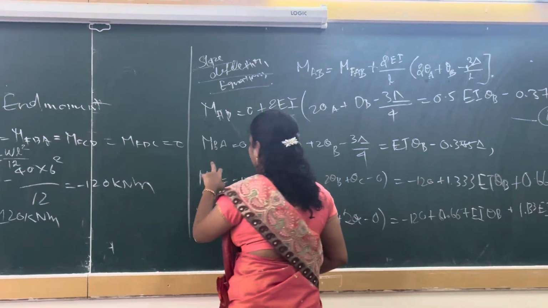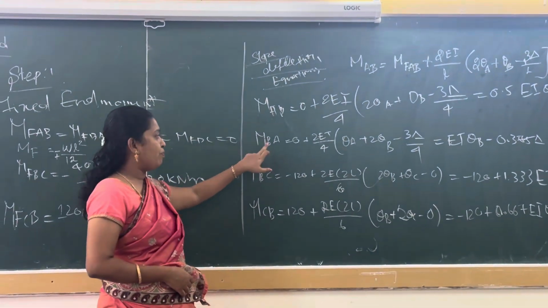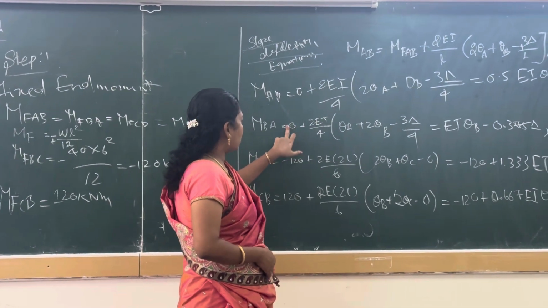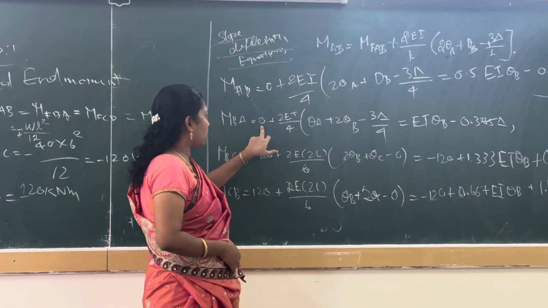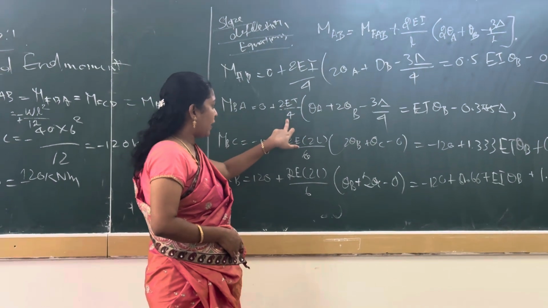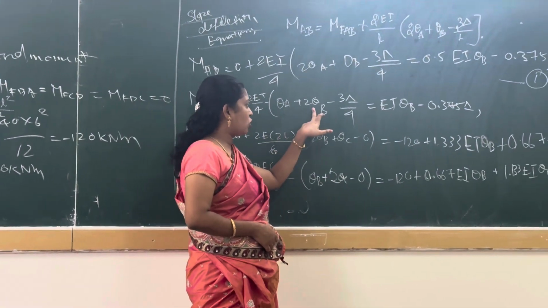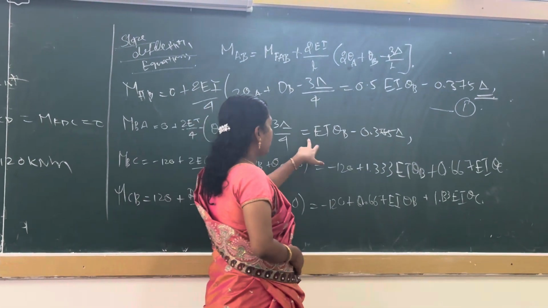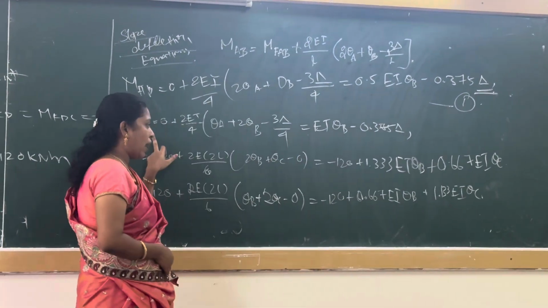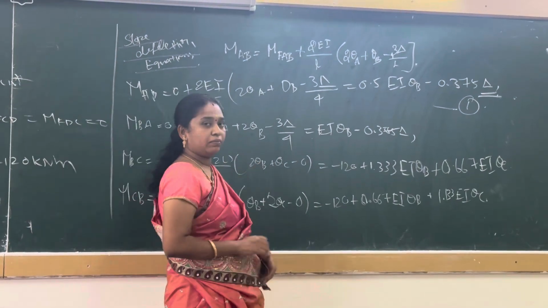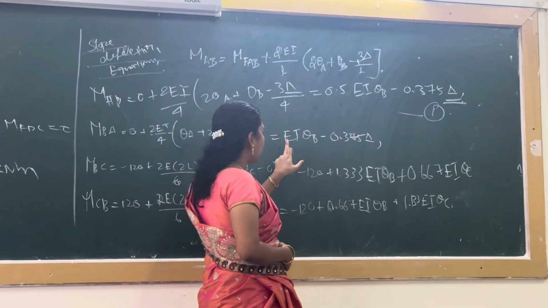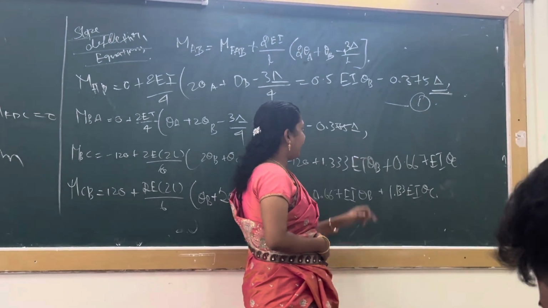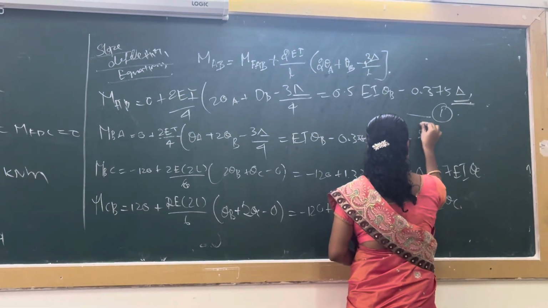Next, equation 2, moment of BA. For that, first we substitute the fixed end moment value, that is 0, plus 2 EI by L into theta A plus 2 theta B minus 3 del by L. By substituting the values, we get this equation as EI theta B minus 0.375 del. So this is equation number 2.